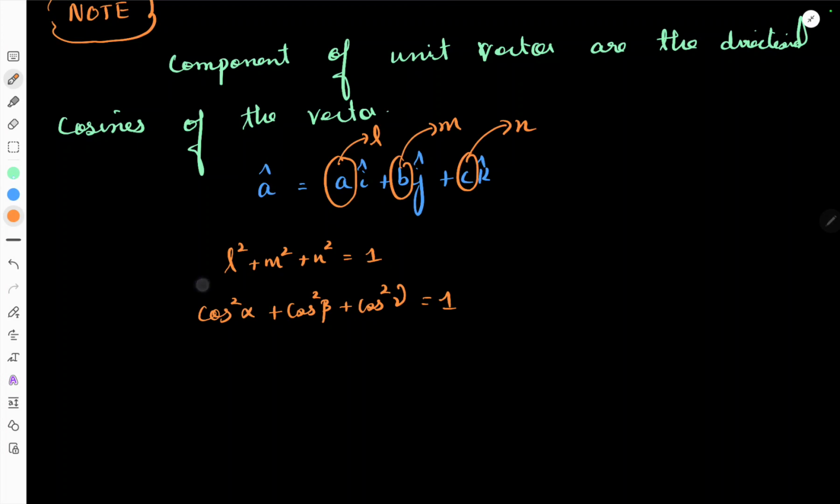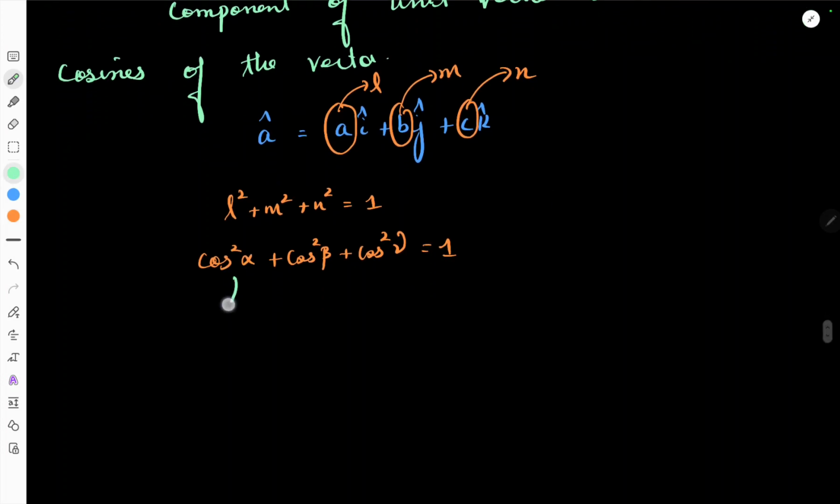From here we can see one relation also. This cos square alpha can be written as 1 minus sin square alpha, since sin square theta plus cos square theta equal to 1, so cos square theta will be equal to 1 minus sin square theta. So this can be written as plus 1 minus sin square beta, and this can be written as plus 1 minus sin square gamma. It will be equal to 1 here. So from this 1 plus 1 plus 1, it is 3.